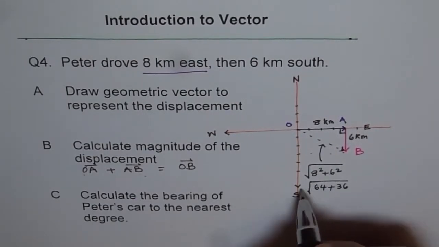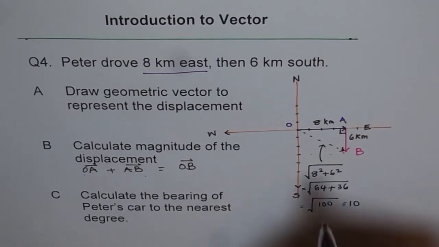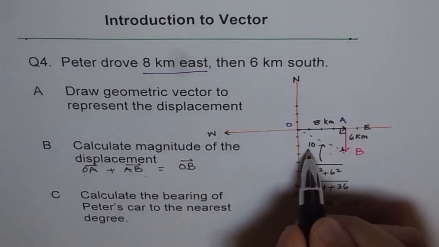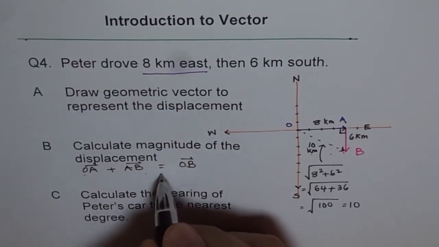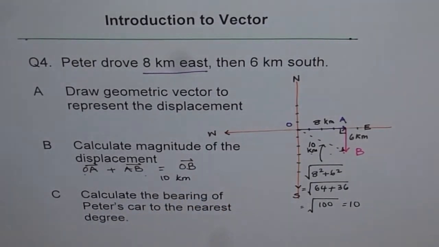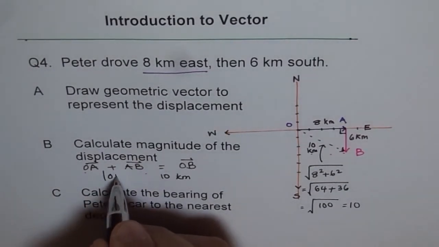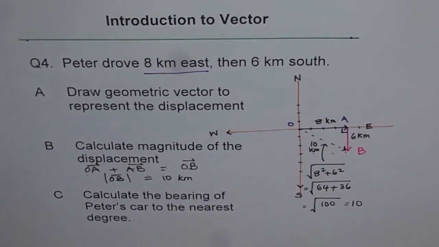I have purposely taken very simple numbers here so that we concentrate more on the logic. 64 plus 36 is 100 and square root of 100 is 10. So we get this displacement as 10 kilometers. So we got our final displacement, that is 10 kilometers. And now we need to find direction. So let me write this as magnitude of OB here, since we have only found magnitude here for this vector.